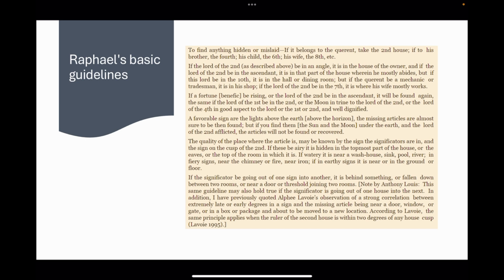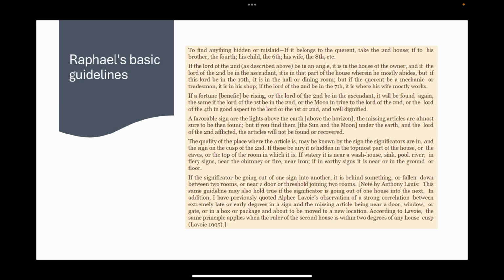Here are some more guidelines for missing objects. If the object belongs to the querent, then you'll take the second house. If it belongs to the brother, you'll take the 4th house. And if it belongs to the child, the 6th, or the wife or the spouse, the 8th.